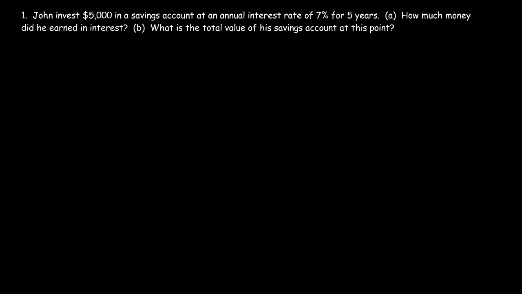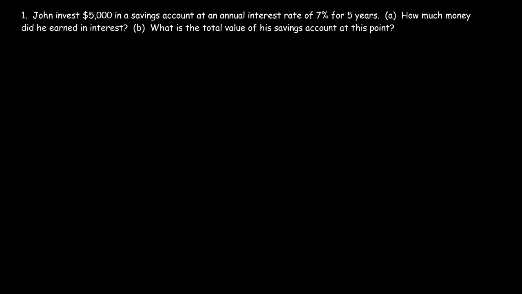In this video, we're going to talk about how to use the simple interest formula to solve word problems. So let's start with this problem. John invests $5,000 in a savings account at an annual interest rate of 7% for 5 years. How much money did he earn in interest? So what's the total interest that he received in the course of these 5 years?